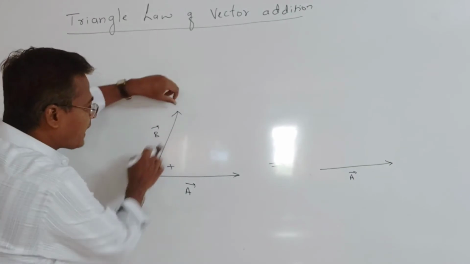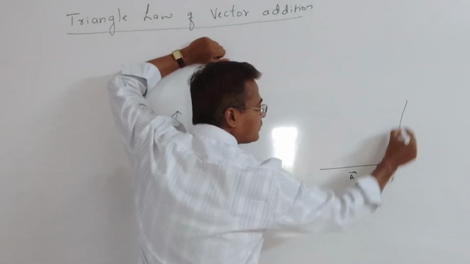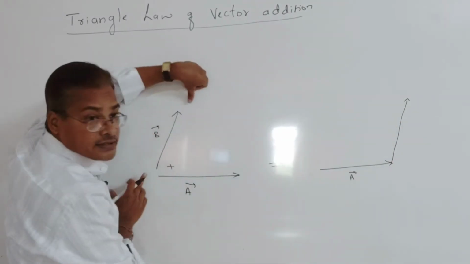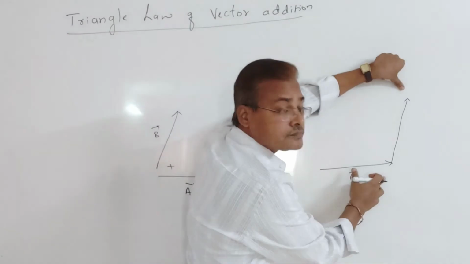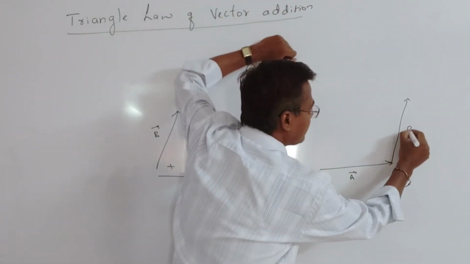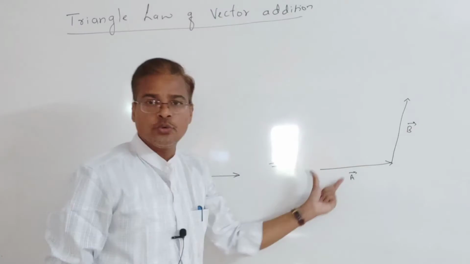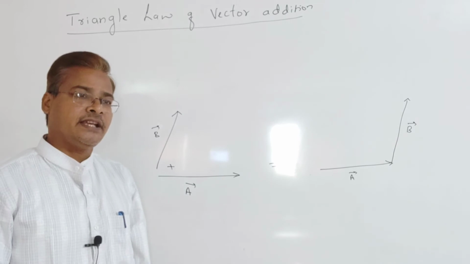So parallel to this one, the B vector, we are going to draw it like this way. Parallel to this one we are going to draw it like this. This is the A vector, this is the B vector. So these two vectors are in the same direction.